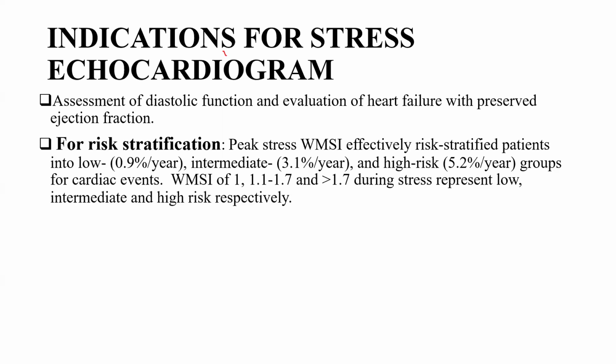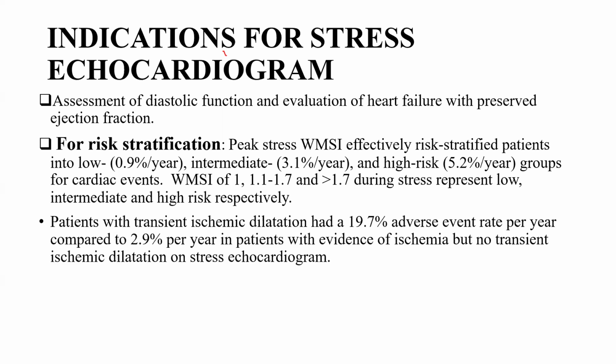Now, for risk stratification, like I said, if you look at the wall motion severity index, someone with a score of 1 is what? Low risk, 1.1 to 1.7, intermediate, greater than 1.7 is high risk. And each of them is associated with a 0.9%, 3.1%, and 5.2% adverse cardiac event rate, respectively. So the higher your wall motion severity index, the higher the risk of adverse cardiovascular events.